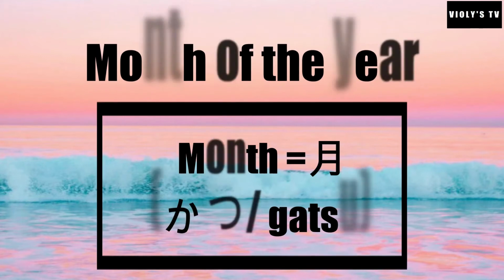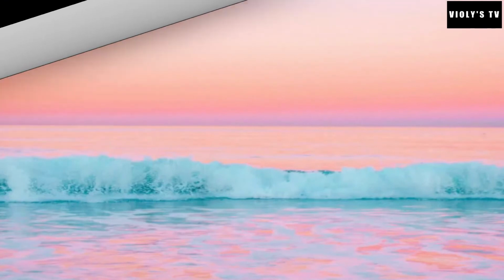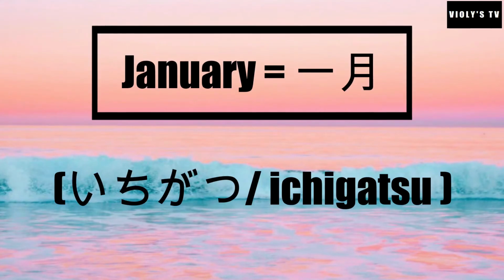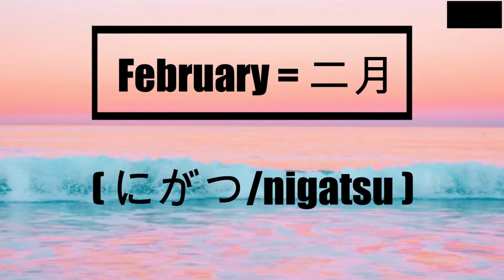Our next topic is about month of the year. Month in Japanese is gatsu. Gatsu. January, ichigatsu. February, nigatsu.